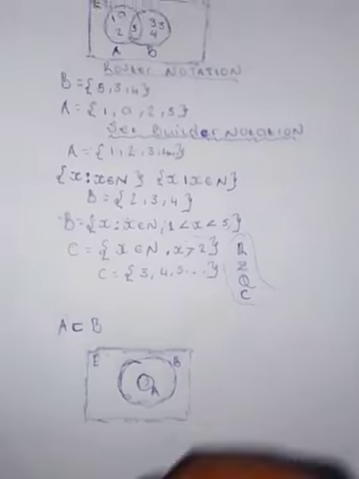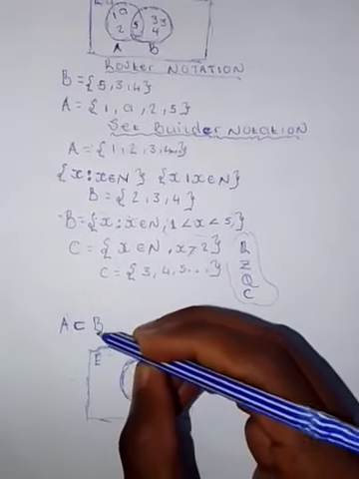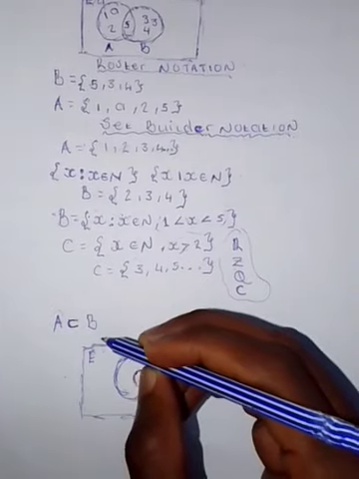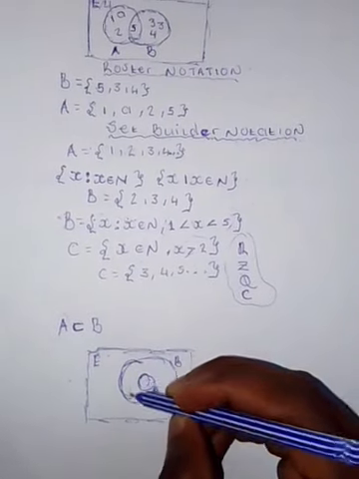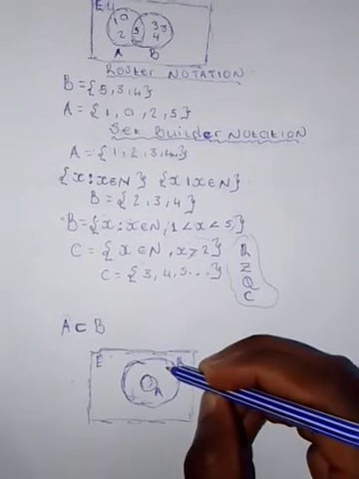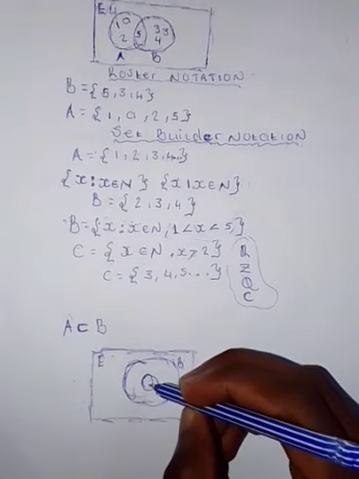And this is called a proper subset. Why is it called a proper subset? Because every element of A is in B, and not every element of B is in A. Hope that makes sense.